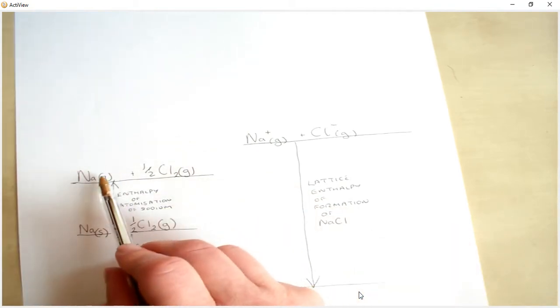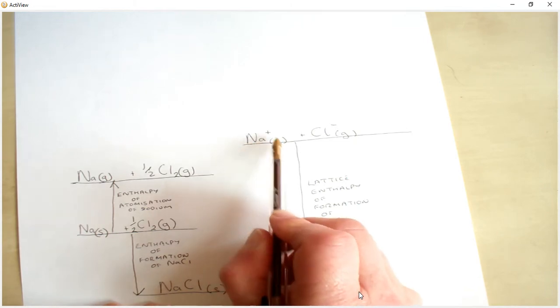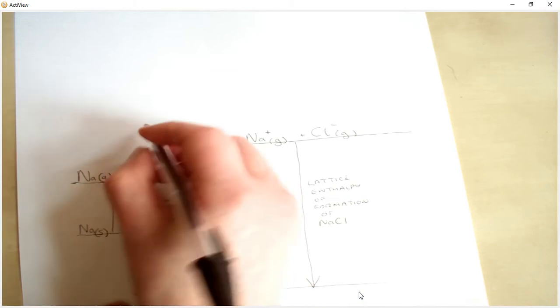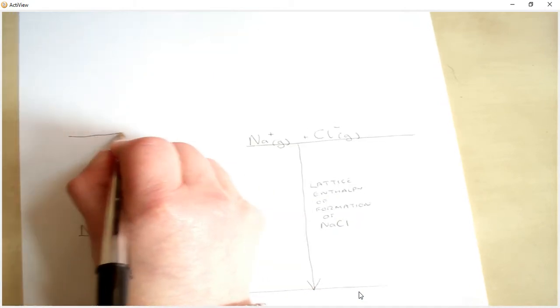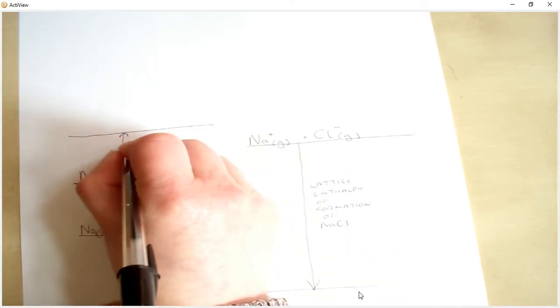So if I look at this, I've got my sodium atom as a gas, and I need to turn it into a sodium ion as a gas, so it's got to lose an electron, and that's the first ionization energy. So my next step here is the first ionization energy.